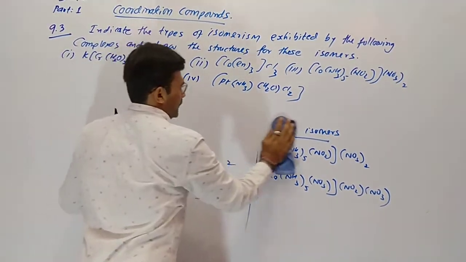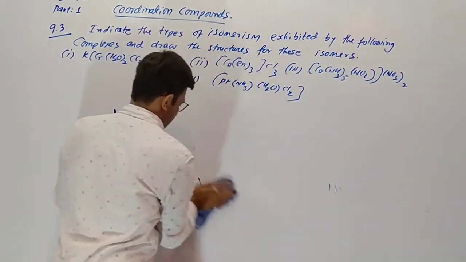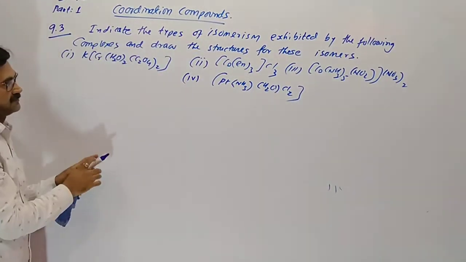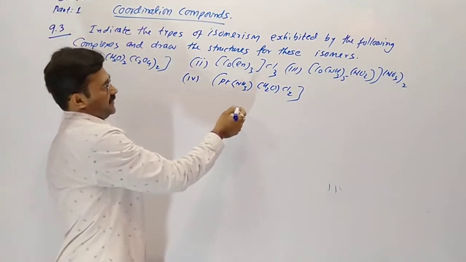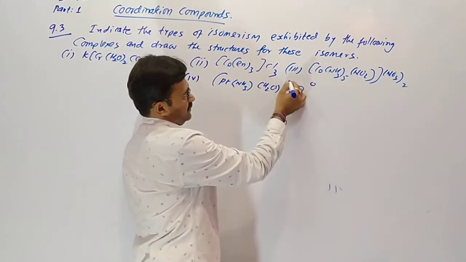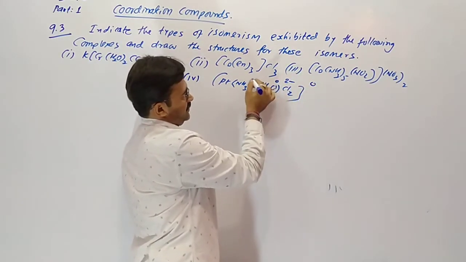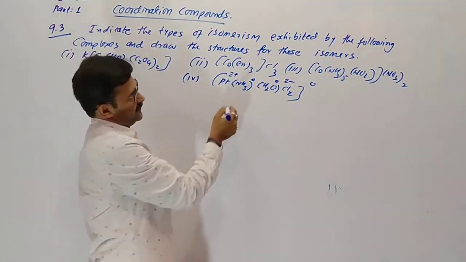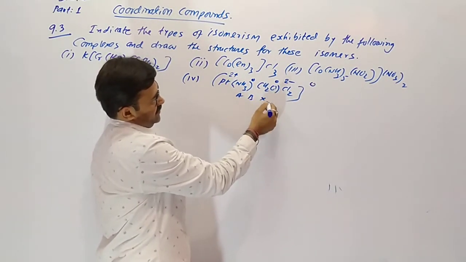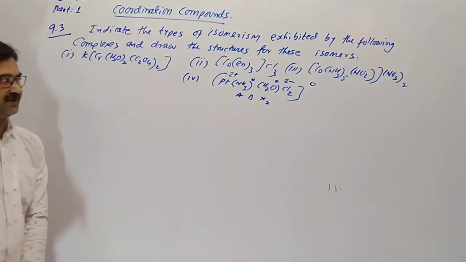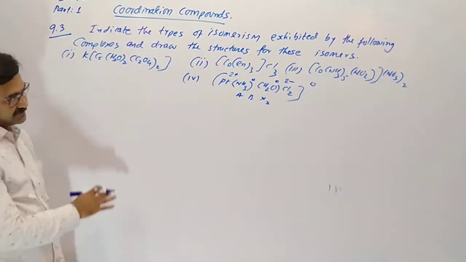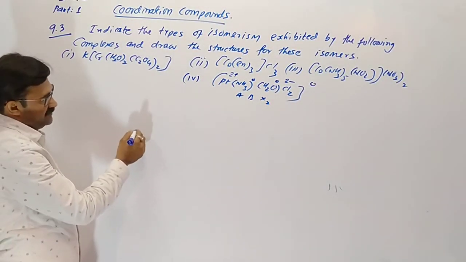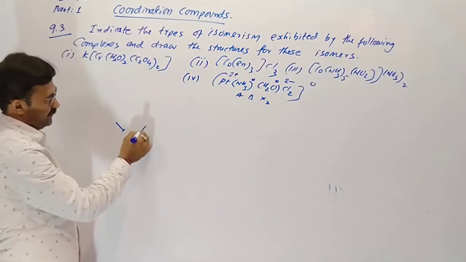Now what about the fourth one? In the fourth one you can see the charge is 0. So 2 minus 0, here it will be 2 plus. Here it is an ABX2 type, and all the 4 ligands are monodentate, so it gives a square planar structure.